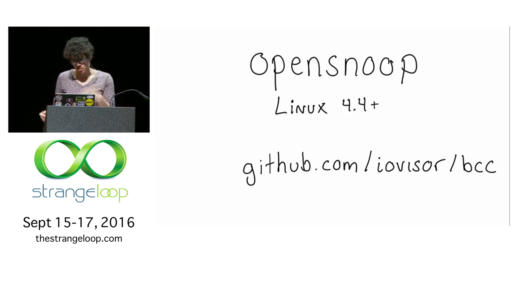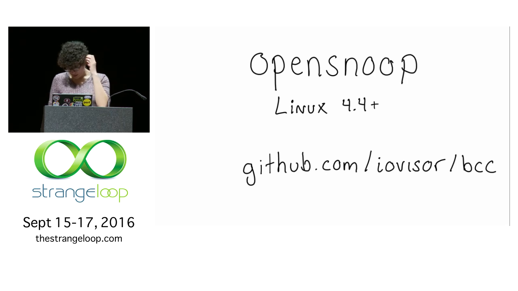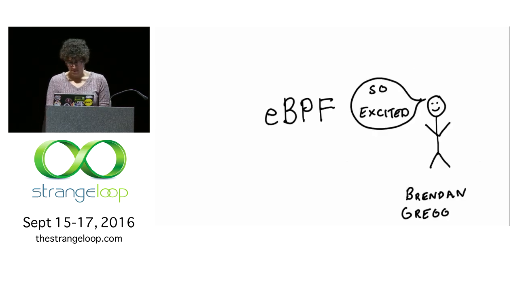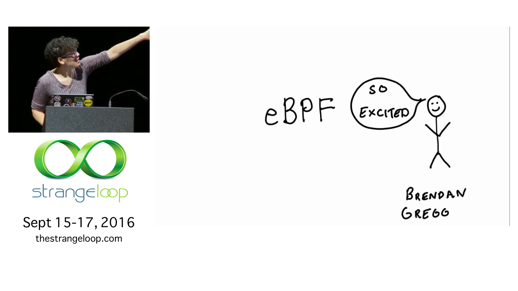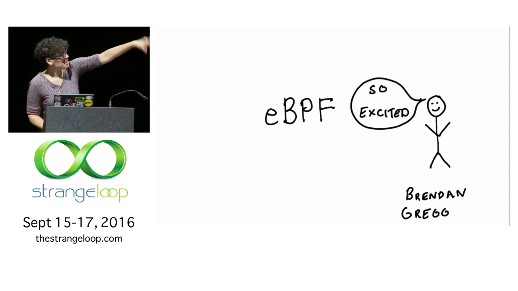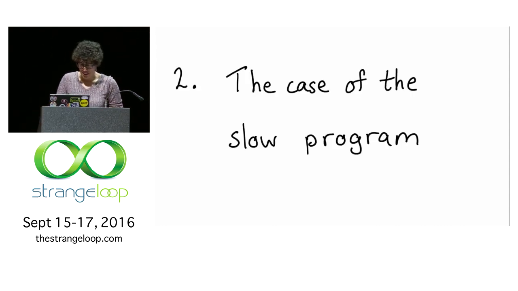And OpenSnoop is good because it's fast, and strace is slow. If you go to this GitHub repo, you can find out how to get it. But it only works on pretty new kernels. It works using something called eBPF. Brendan writes a blog where he's basically so excited about eBPF. If you want to know more about it, you should read his blog, and then you'll be excited, too.